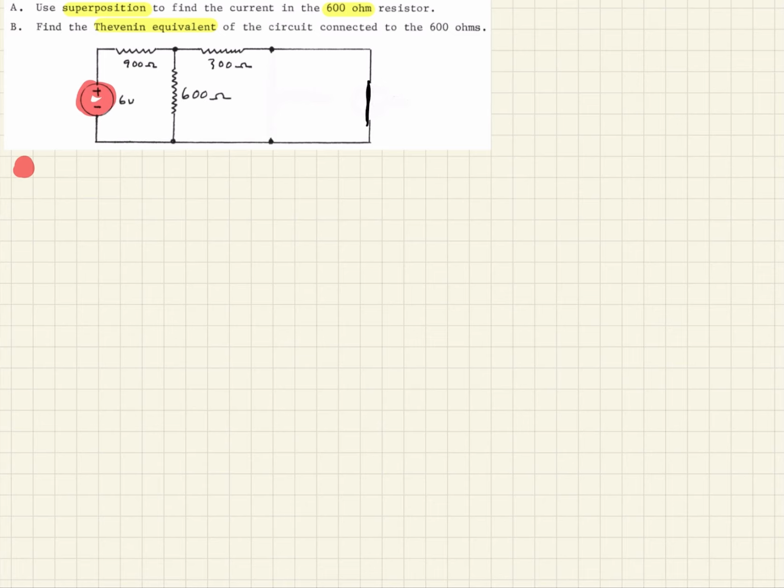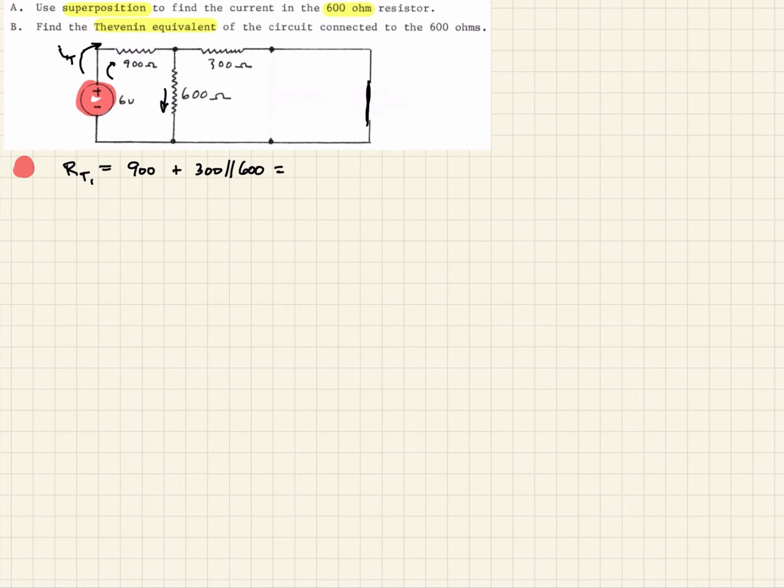And remember, we're looking for the current here in the 600 ohm resistor. To do that, we first need to find out what the total current is coming from our source. So this will be IT. And to do that, we're going to need to find out the equivalent resistance seen by the source. We'll call that RT1, for source 1. Looking out from this source, we see a 900 ohm resistor, and then that's in series with a 300 in parallel with a 600.